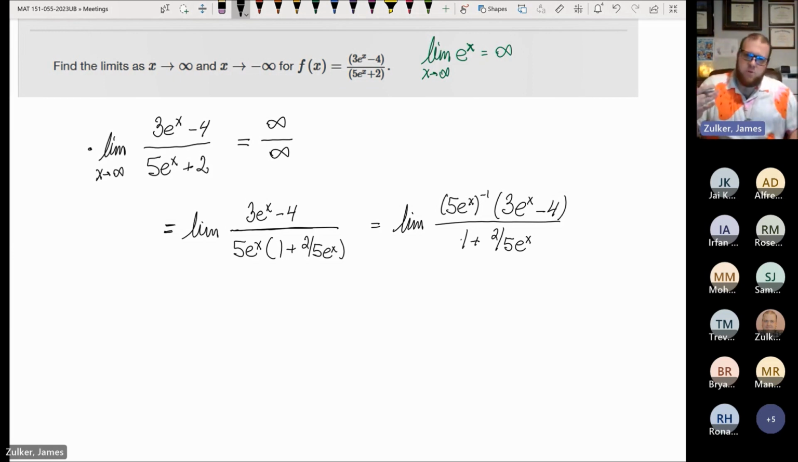Then as before, move that up to the numerator. Remember, you do that by raising it to a negative power. Distribute that through.